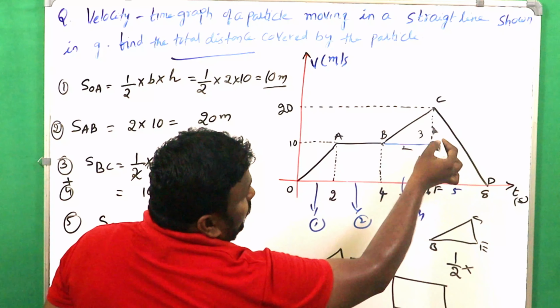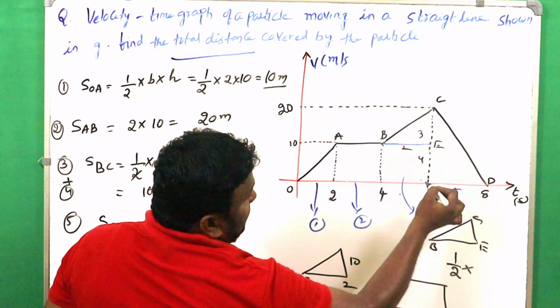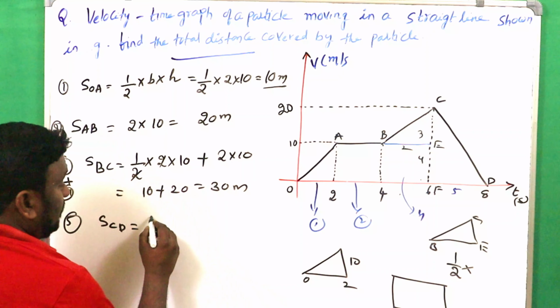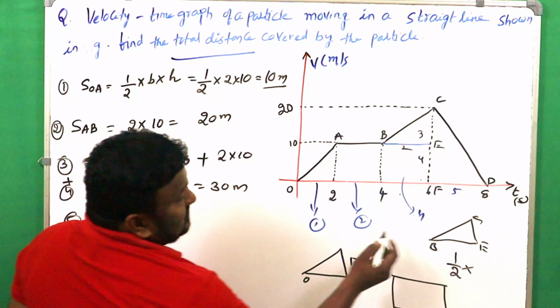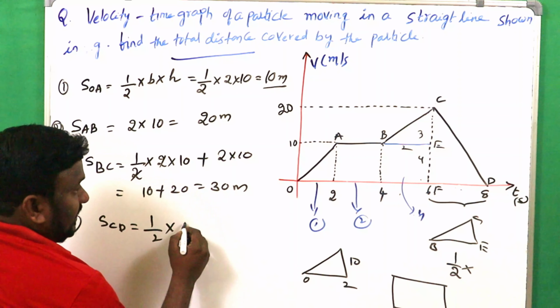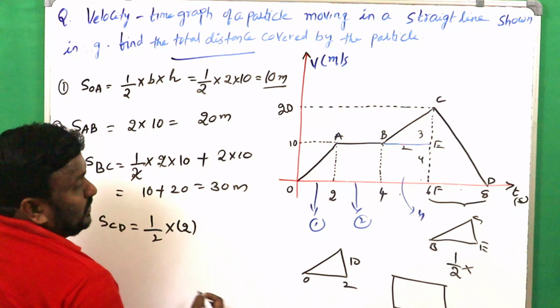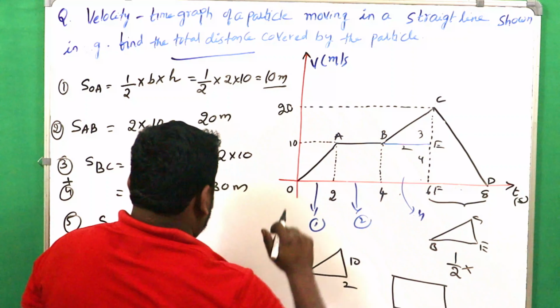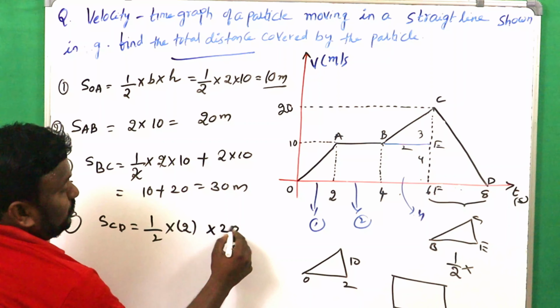Area under the CD we have to find out. CFD is like a triangle. Again, what are here? The base is 8 minus 6, which is 2. And the height is 20. So 2 into 20.